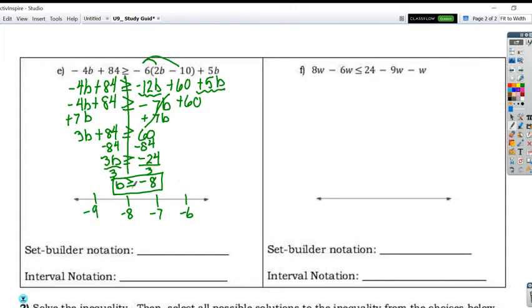It's greater than or equal to, so I'm going to have a closed point on my number line there, and I'm looking for the values that are greater than negative 8. The things that are greater than negative 8 are going to be towards my positives, so we're shading to the right. Set builder notation for it.